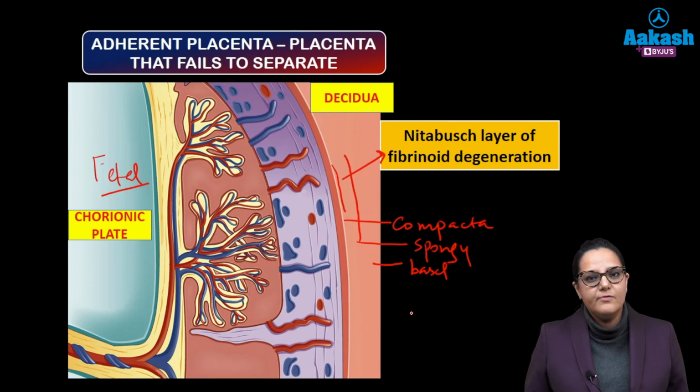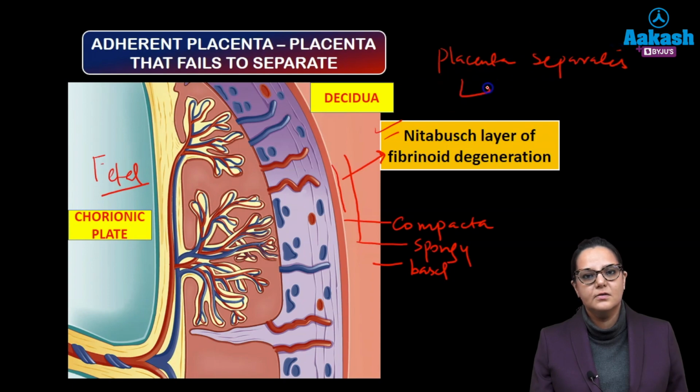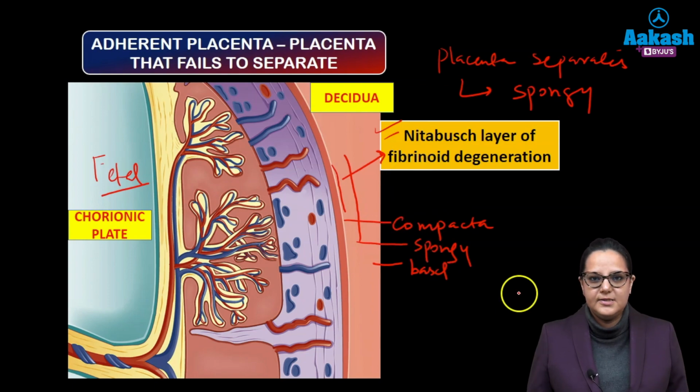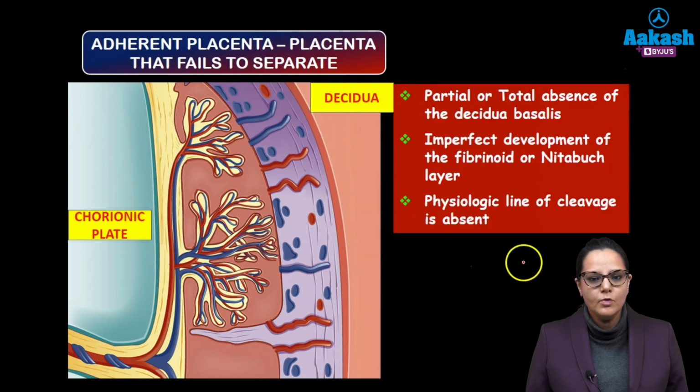So this is the layer which inhibits the placenta from further migrating into the myometrium. So this is the limiting layer. Okay. So the limiting layer is Nitabuch layer of fibrinoid degeneration, and at the time after delivery the placenta separates. Okay, placenta separates from which layer? From the spongy layer, which is lying beyond the Nitabuch layer of fibrinoid degeneration. Hope I am clear. Okay.